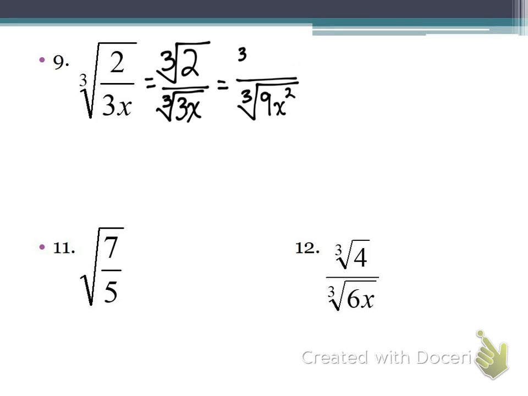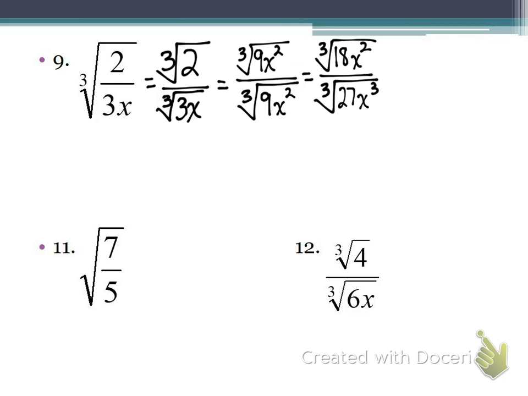Whatever we multiply to the denominator, we also multiply to the numerator. It's got to be the exact same thing, top and bottom. Now on this one, I will go ahead and write out the cube root on the top and the bottom for right now. In the top, we take 9 times 2, we get 18x squared. And in the denominator, we take 3 times 9, 27. x times x squared is x cubed.